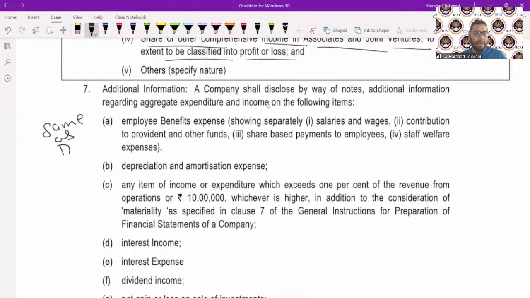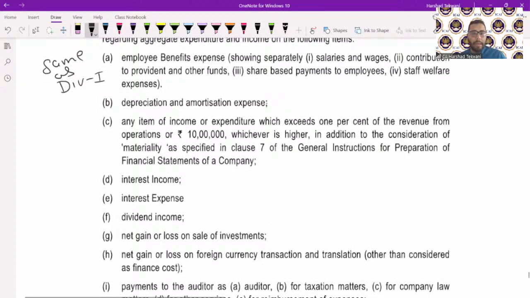Same as division 1. Now here, this limit, materiality. Remember, any income or expenditure which is either 1% of the revenue or 10,000 or more, or 10 lakh or more, whichever is higher, is required to be disclosed separately. Materiality concept. In division 1, when we were discussing this particular limit, let me show you.